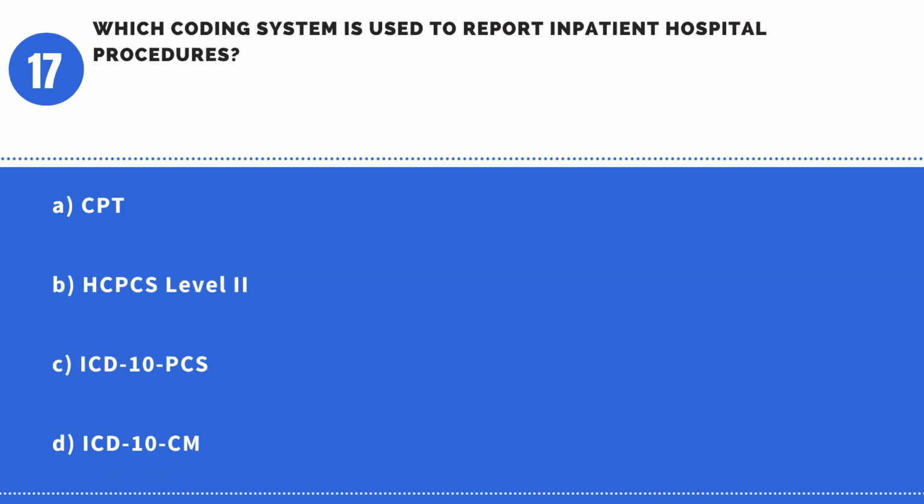Question 17. Which coding system is used to report inpatient hospital procedures? A. CPT. B. HCPCS Level II. C. ICD-10-PCS. D. ICD-10-CM.